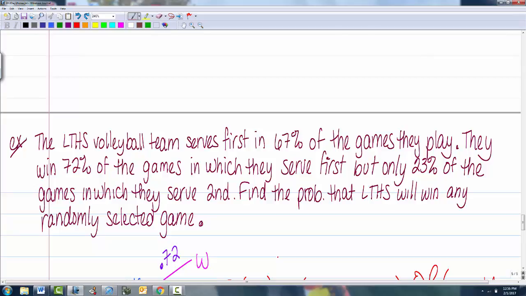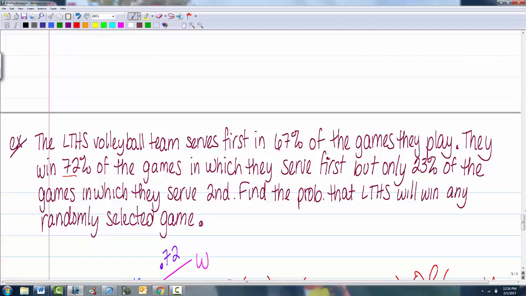All right? So if you win 72% when you serve first, you lose 28%. But when you serve second, you only win 23%, and you lose the other of what's left over, which is 77%. Okay. Now, this is what you've got to do.